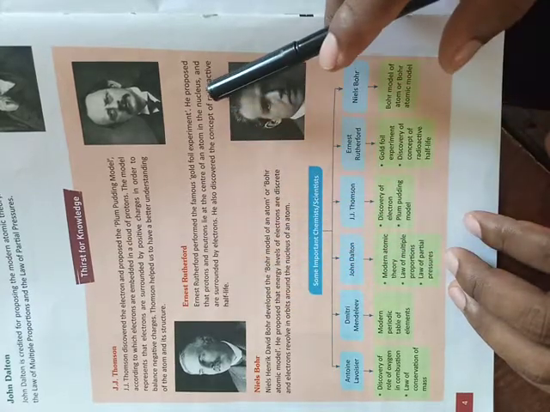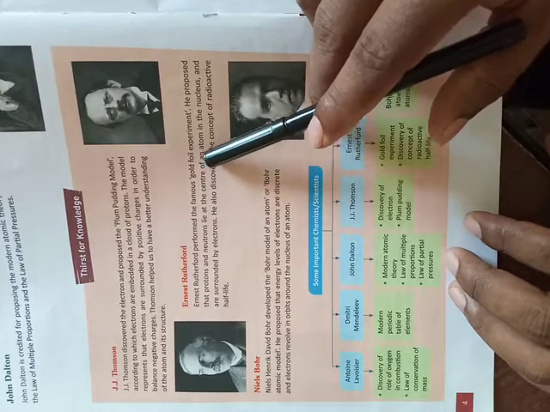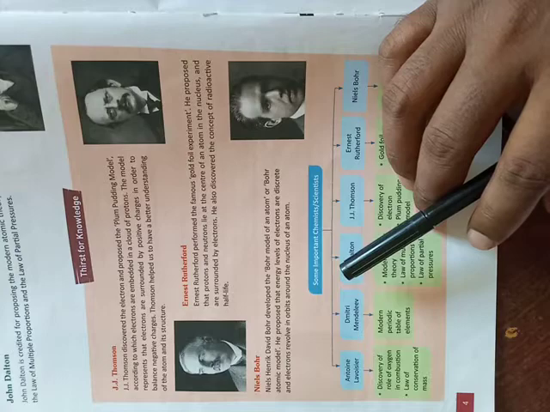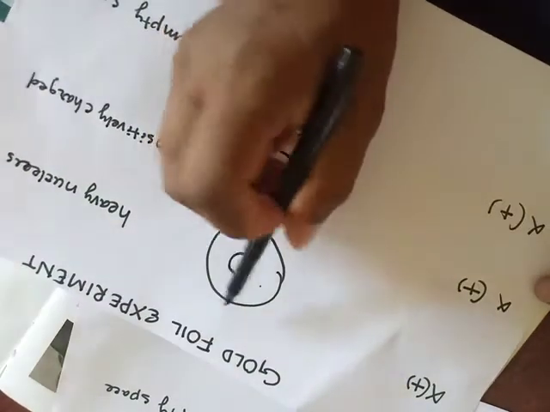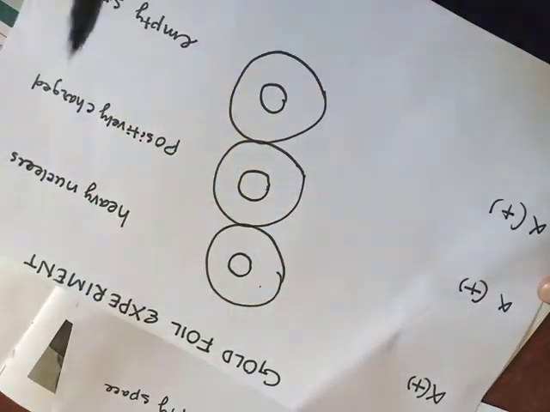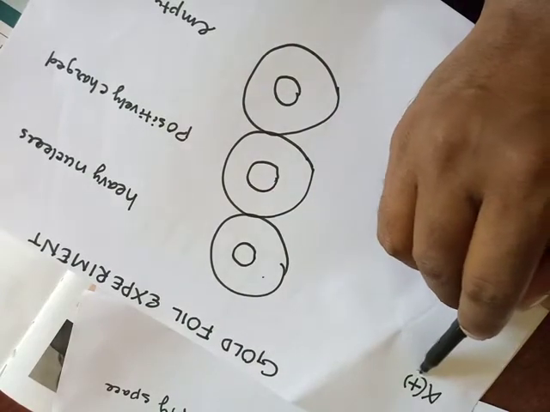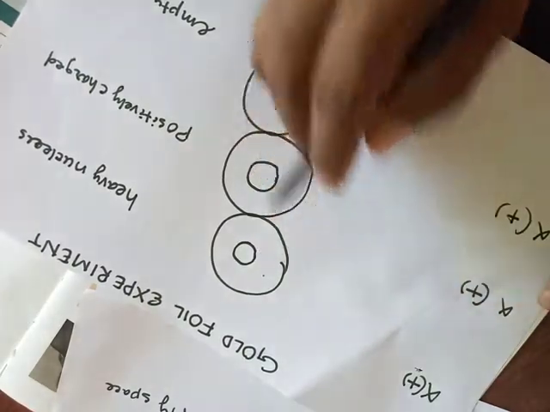Now let us see the picture of the gold foil experiment. Dear children, now let us see the gold foil experiment. The first one you see is positively charged.